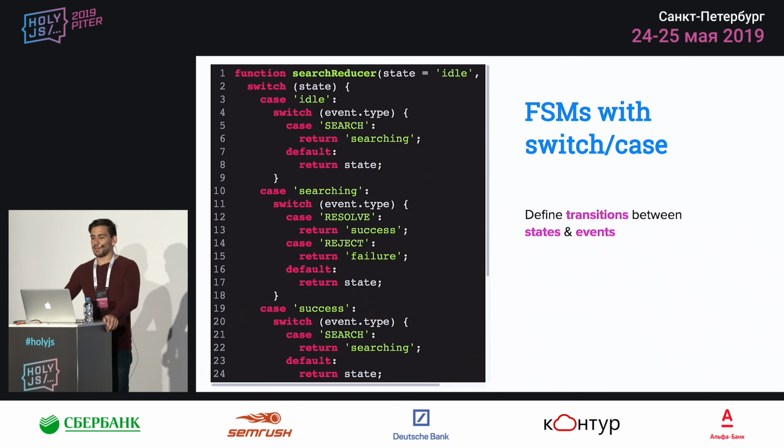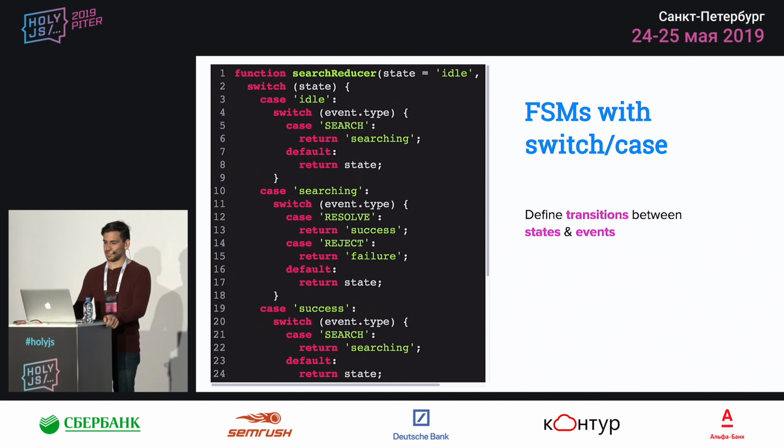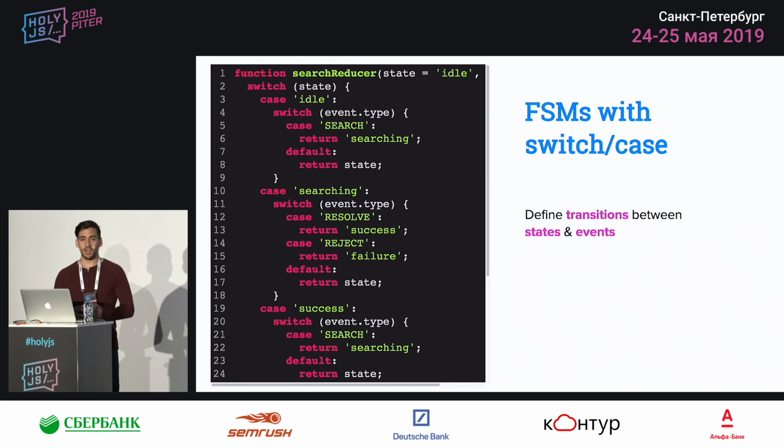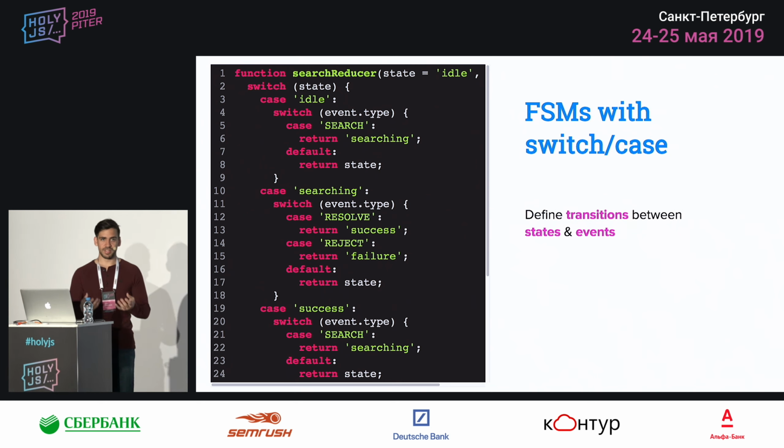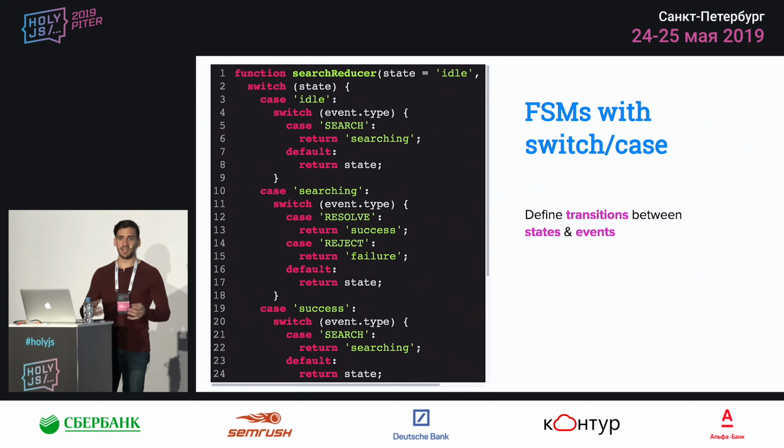So one typical way in many languages that you would create a finite state machine is with a switch case statement. And you're going to see no matter how you implement it, you're doing the same thing. You're defining transitions between the states and events so that you could determine what is the next state given the current state and the event.